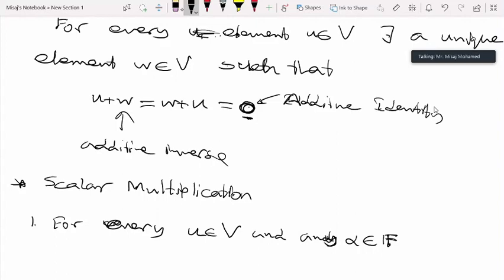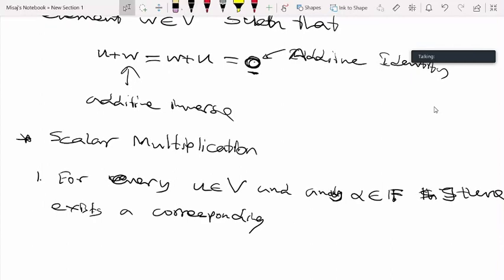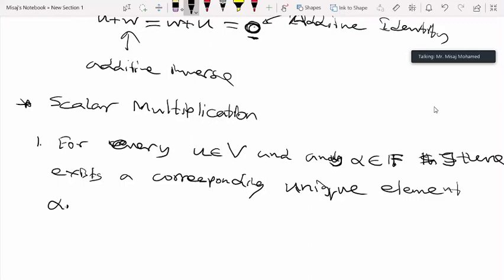There exists a corresponding unique element, alpha times u, which should be in V.